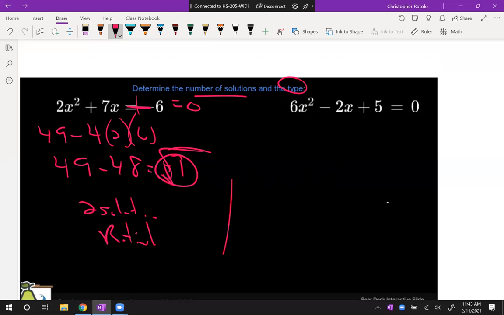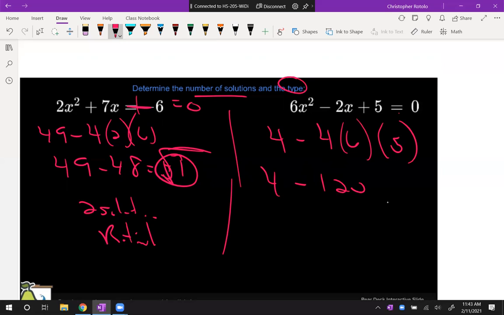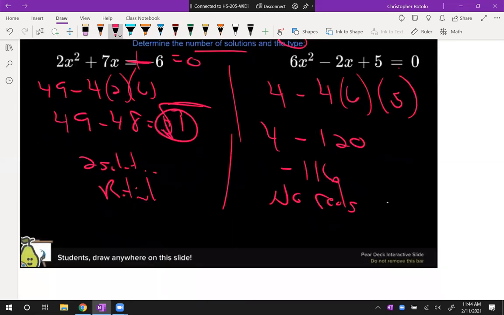Let's take a look at the second one now. So it's already equal to 0, so that's a good thing. B squared is 4 minus 4 times 6 times 5. All right, so I already know that it's going to be definitely a negative, right? Because it's going to be 4 minus 120. Ooh. So it's a negative 116. All right, so we know that we're going to get 2 imaginary solutions, or no reals. But we know it's 2 imaginary.